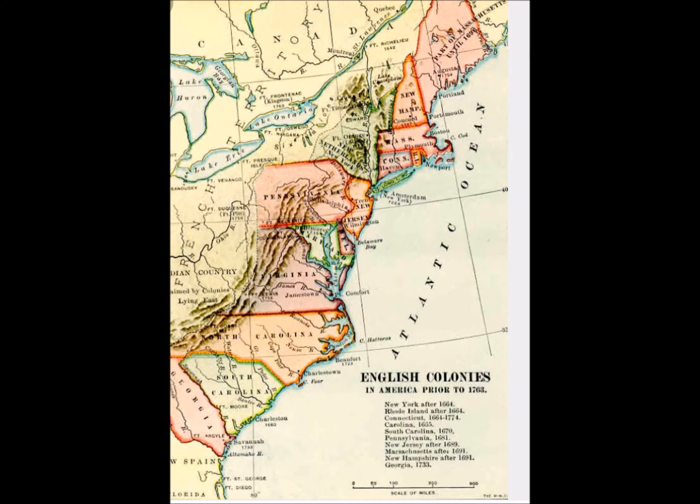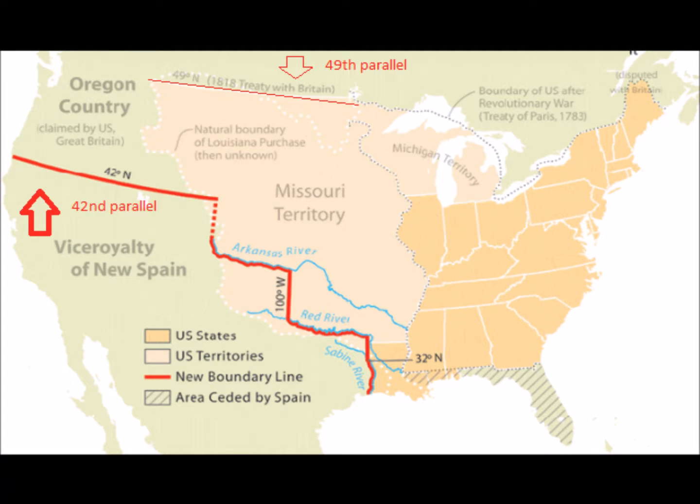The 13 original colonies lay on the eastern seaboard of the United States. They include Delaware, Pennsylvania, New Jersey, Georgia, Connecticut, Massachusetts Bay, Maryland, South Carolina, New Hampshire, Virginia, New York, North Carolina, and Rhode Island. This map shows both the 42nd and 49th parallel.